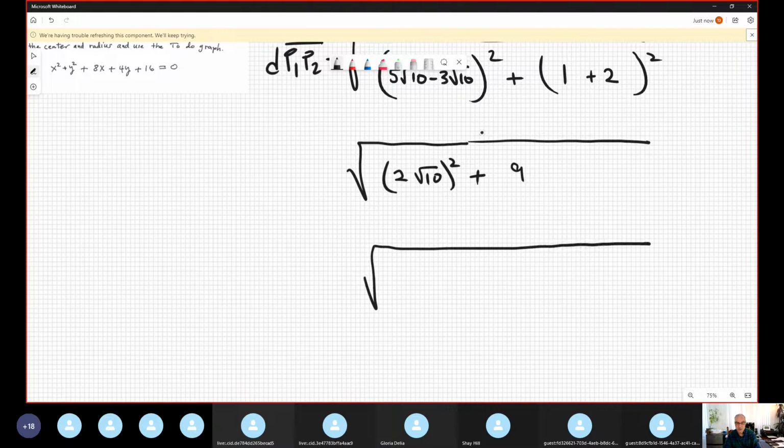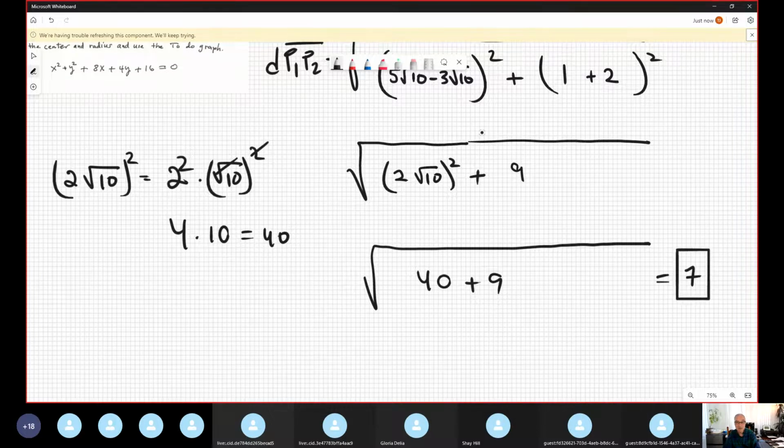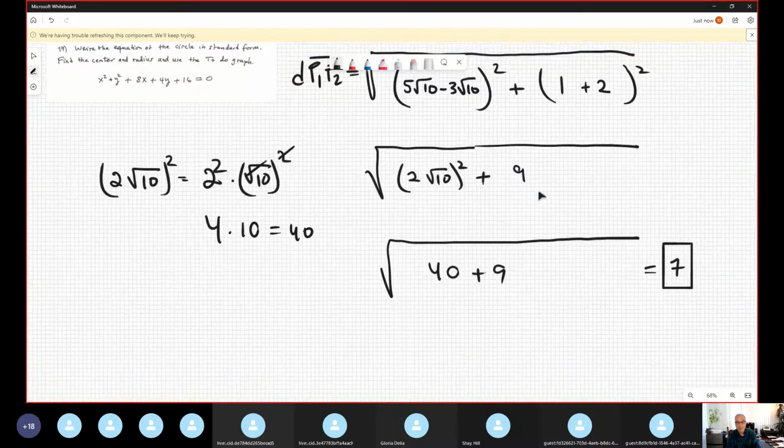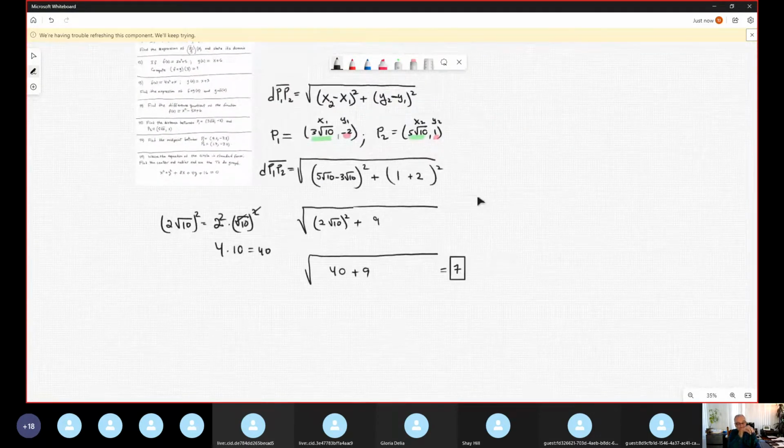This is a monomial. So 2 radical 10, let me copy here separately, squared is 2 squared times radical 10 squared. And 2 squared is 4. And radical 10 squared is obviously 10, because the square and the square root cancel each other. 40. 40 plus 9 is 49, and the square root of 49 is 7. Final answer: 7 is the distance between these points. Super cool, super easy.